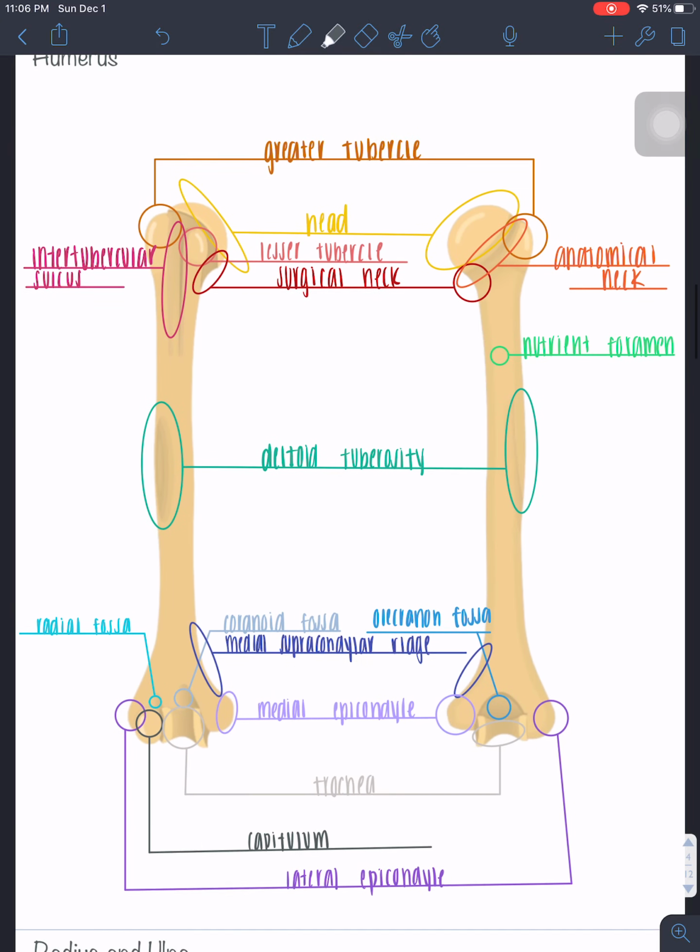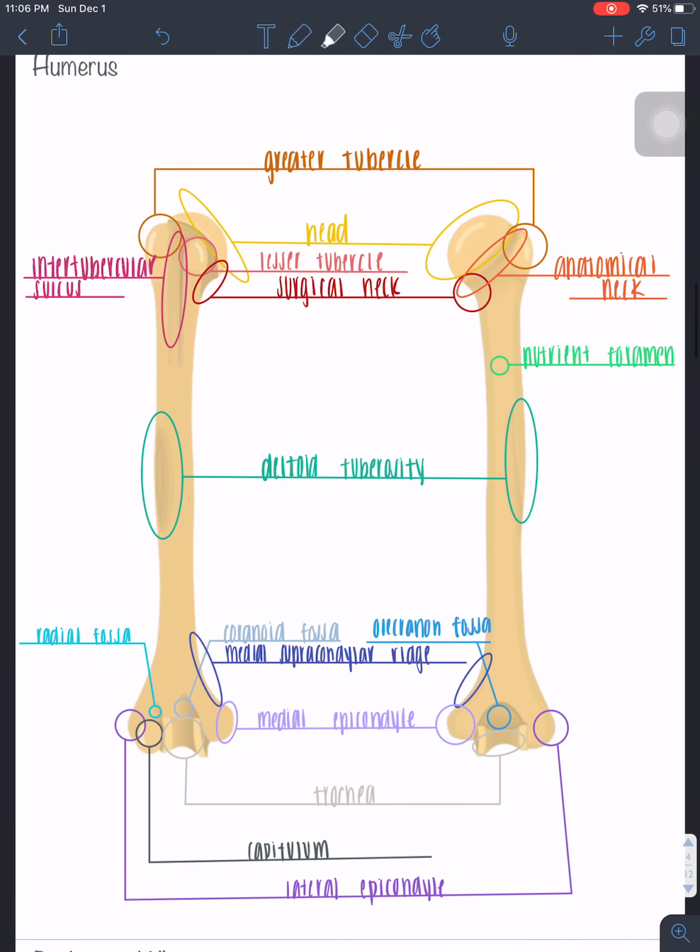Moving on, we move on to the humerus. There's the head here and here. And then kind of next to the head is the greater tubercle. And there's also a lesser tubercle. Now it's easy, greater is above, lesser is below. Greater and lesser tubercle. There is an anatomical neck, and there is also a surgical neck.